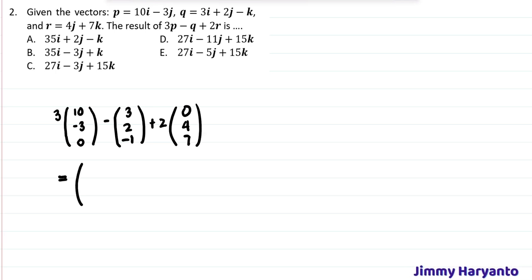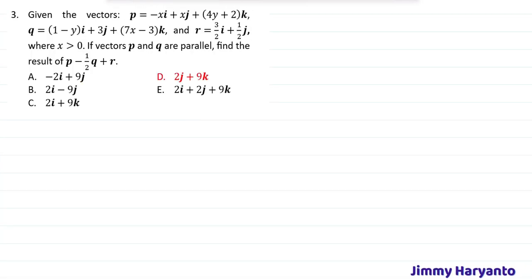30 minus 3 is 27. 27 plus 0 equals 27. -9 minus 2 is -11. -11 plus 8 is -3. And then 0 minus 1 plus 1. 14 plus 1 equals 15. So 27, -3, and 15, which is C.